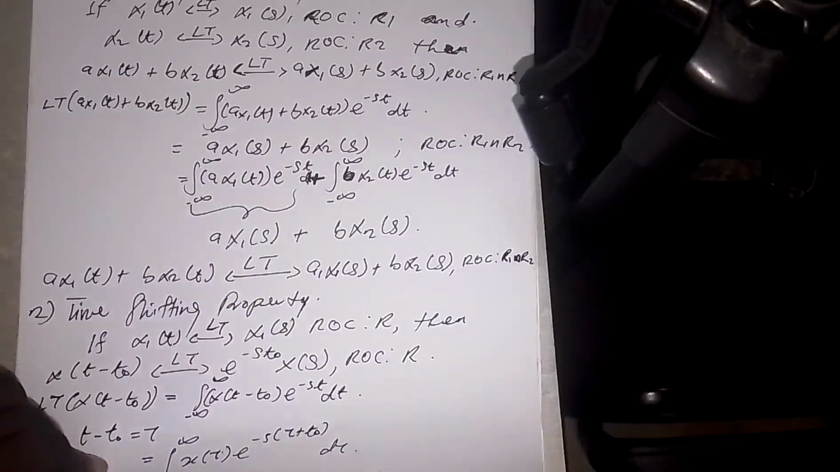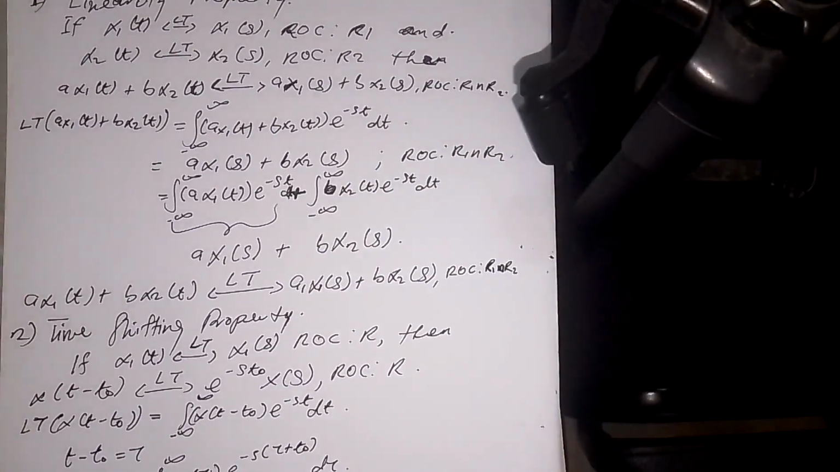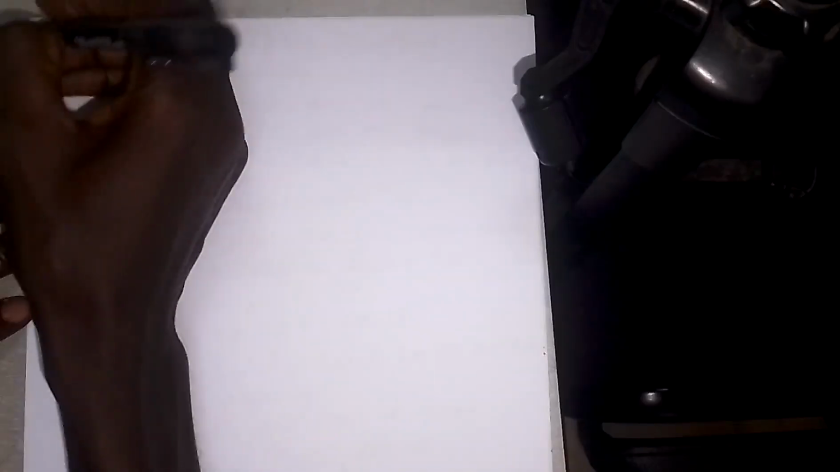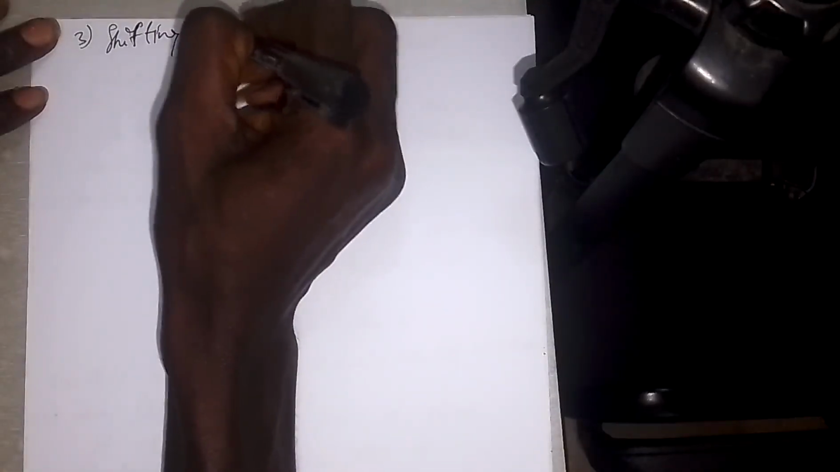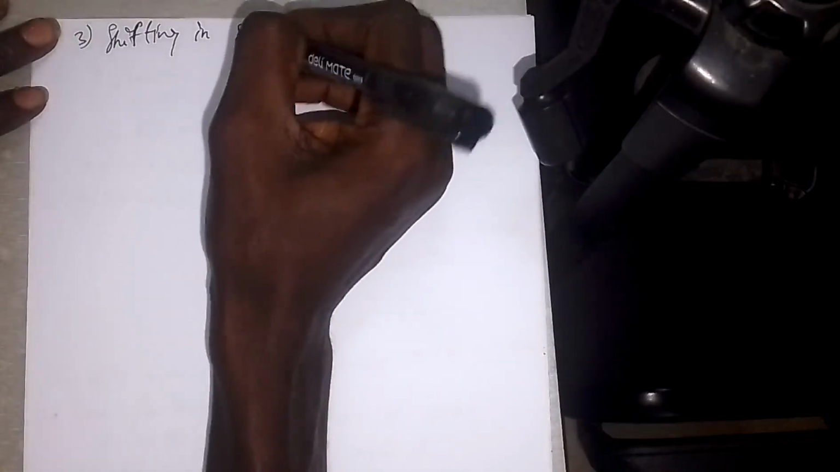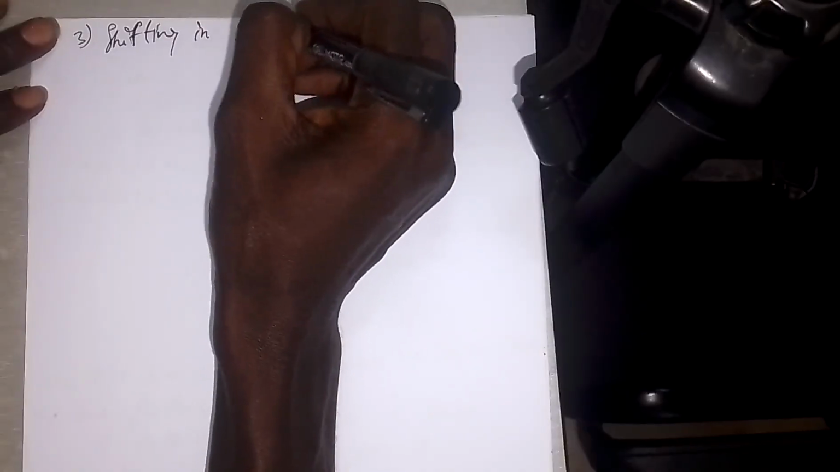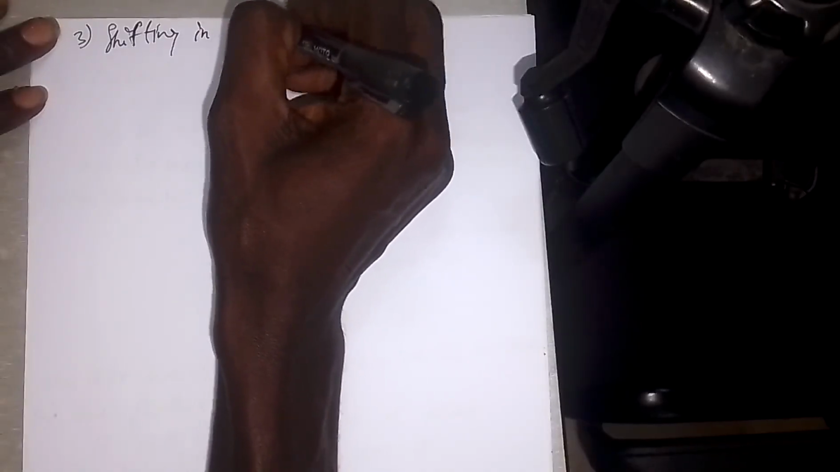Okay, so now let's go to the next one. Our next property is property number 3, shifting in the s domain. The previous one was time shifting. This is shifting in the s domain.